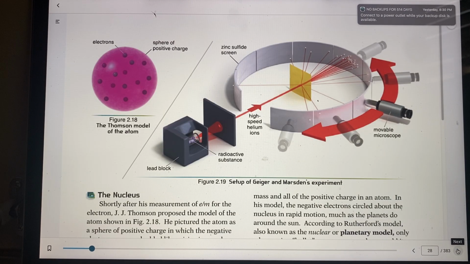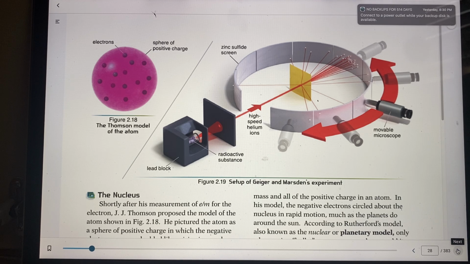So the nucleus now. How did they figure out what was in the nucleus? Well, shortly after his measurement of the e to m for the electron, J.J. Thomson proposed the model of the atom shown in figure 2.18. This is his model. Does that look like it was right? Not really. He called it basically a plum pudding model. That's the way he started, but later on it was disproved that this could be the model of the atom.